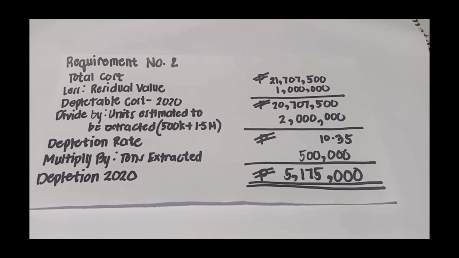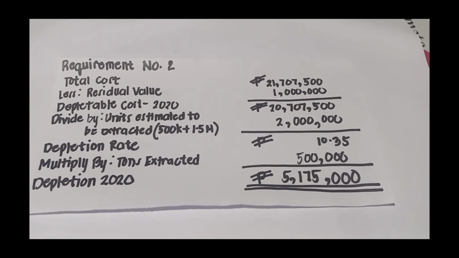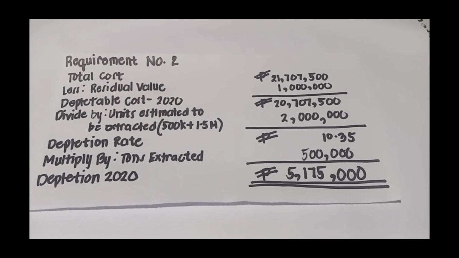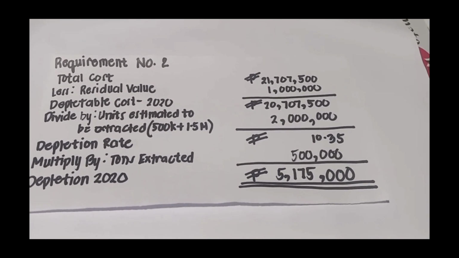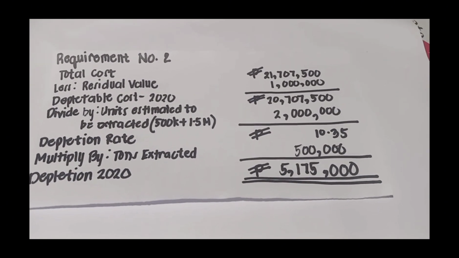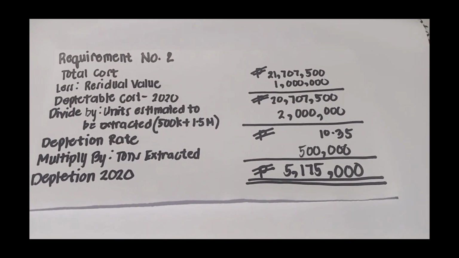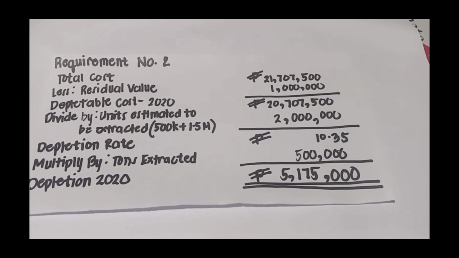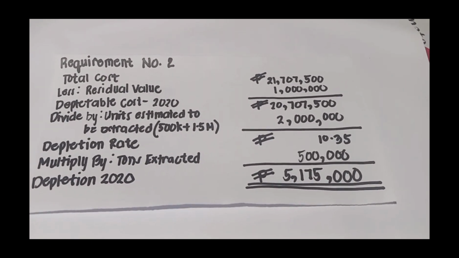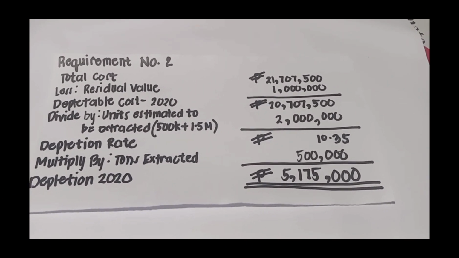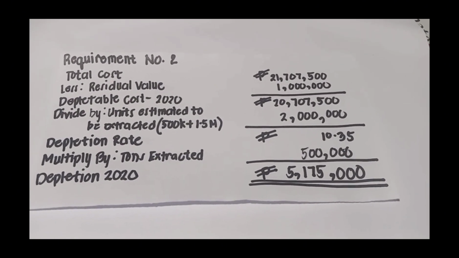formula na atong gigamit sa una, katong atong last na problem. Mahinumduman naman tingali nato nga ang total cost na 21,707,500 katong atong gi-compute kanina sa first na requirement. So di ba, inig compute sa depletion, sa numerator dapat i-less nato ang residual value na 1 million. Ang total cost sa wasting asset i-less nato sa residual value. So, naa tay depletable cost sa 2020 na 20,707,500.